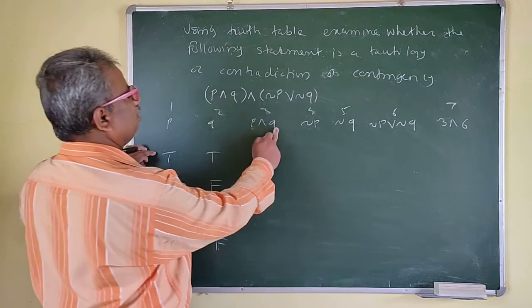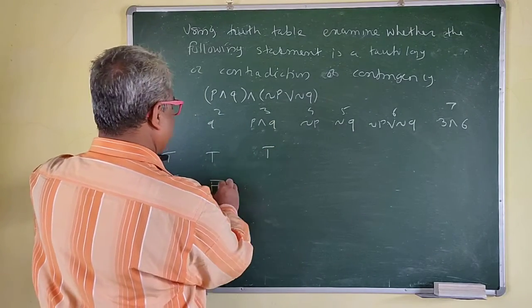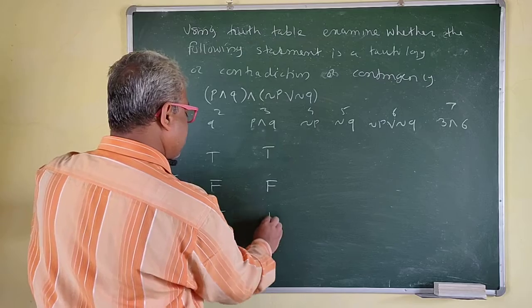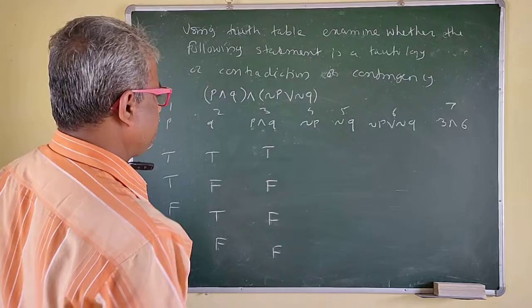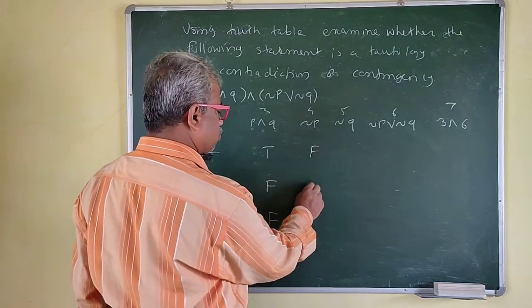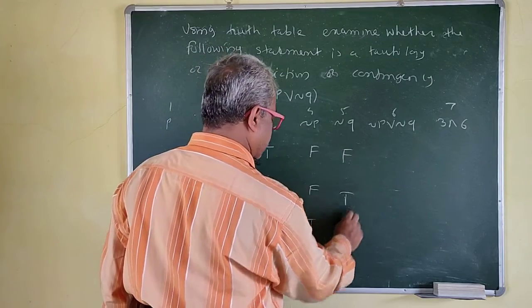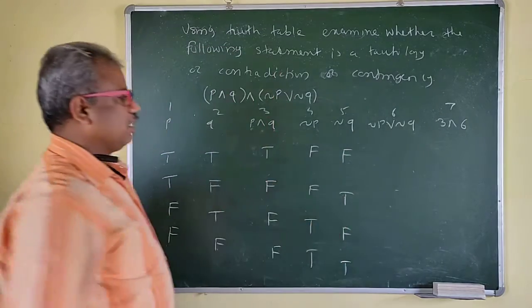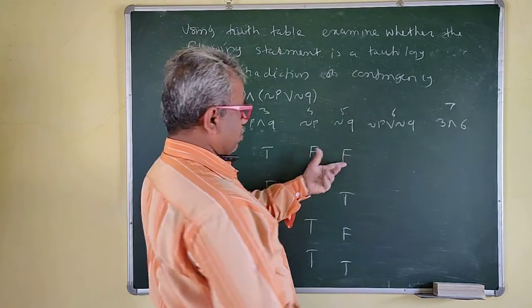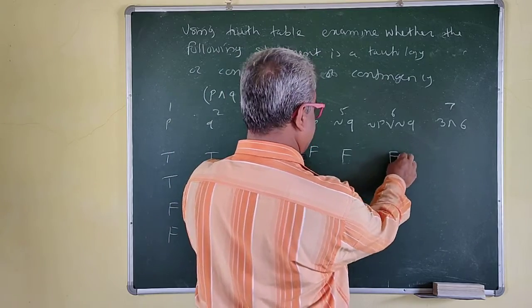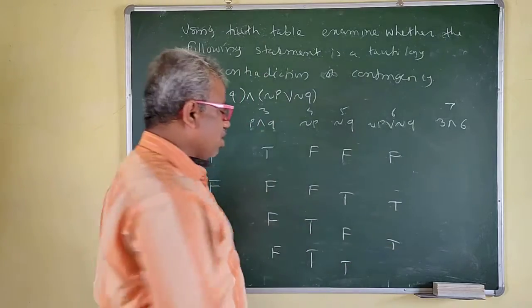Now P and Q. Let us complete this one. T and T is T. T and F is F. F and T is F. F and F is F. Then negation P and negation Q: first two F, then two T. Alternate, F T, F T. Then you have to take the disjunction of these. F or F is F. F or T is T. T or F is T. T or T is T.